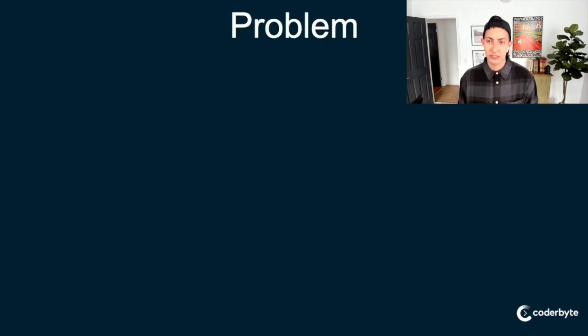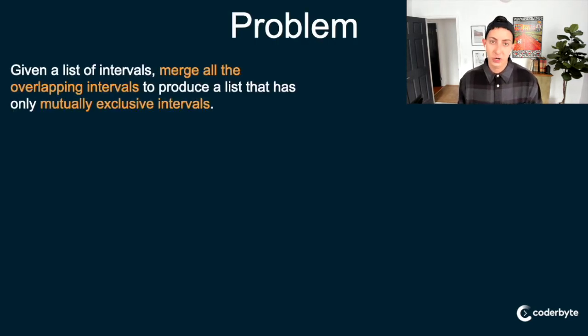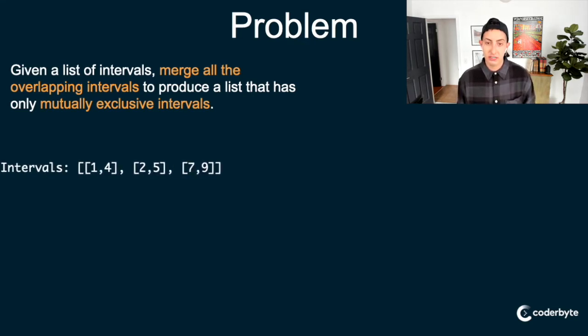Okay, so what's our problem this week? What isn't our problem this week? No, I'm just kidding. Given a list of intervals, merge all the overlapping intervals to produce a list that has only mutually exclusive intervals. So this is a classic merge intervals problem. It's basically the most basic of the merge intervals problems, but we're going to have a list of intervals. So let's look at an example.